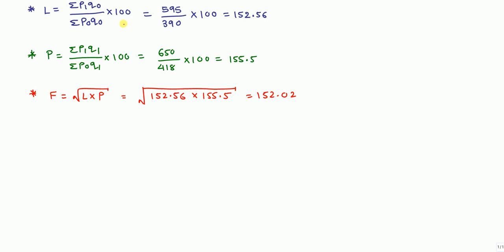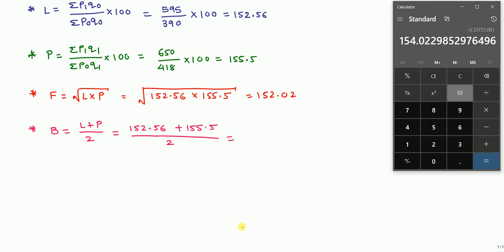Okay, now find out Bowley's index number. Bowley's index number is equal to arithmetic mean, L plus P by 2. It is equal to 152.56 plus 155.5 divided by 2. 152.56 plus 155.5 gives us 308.06, divided by 2 equal to 154.03.